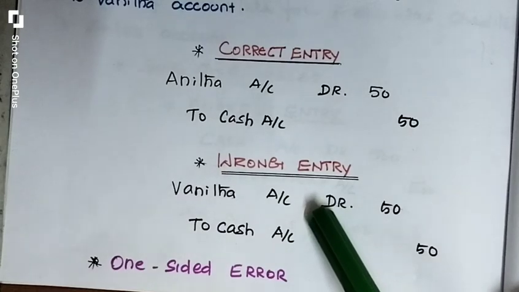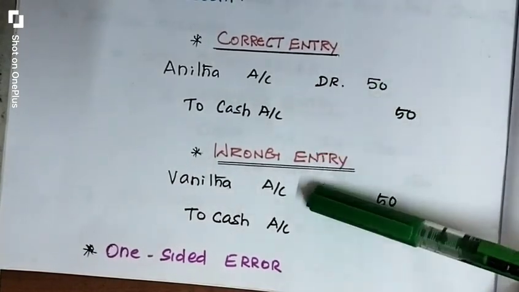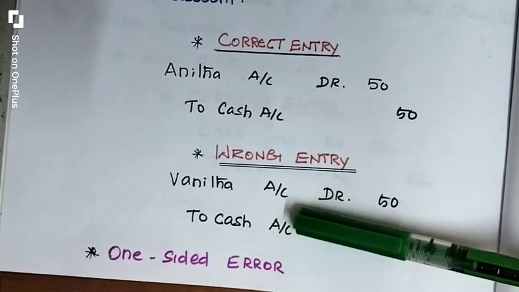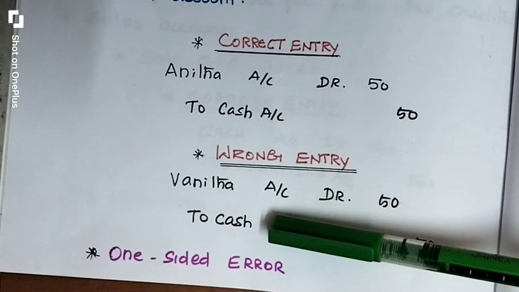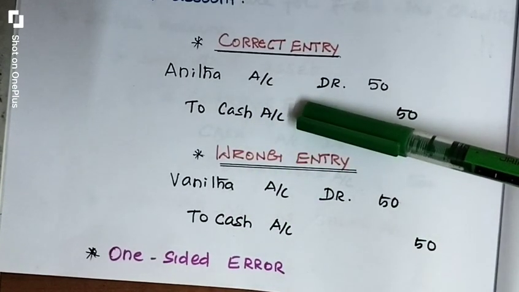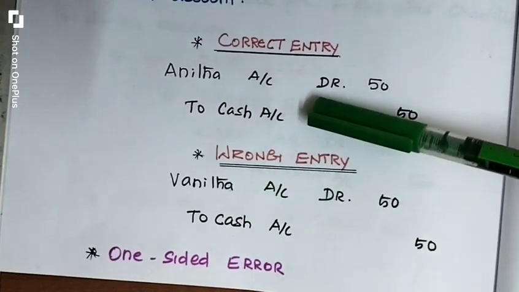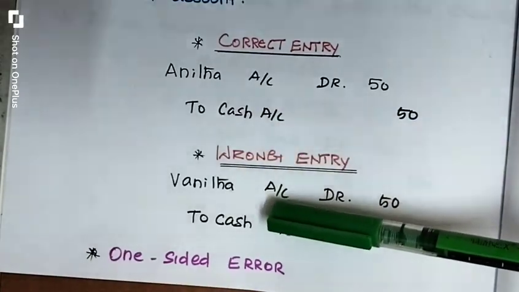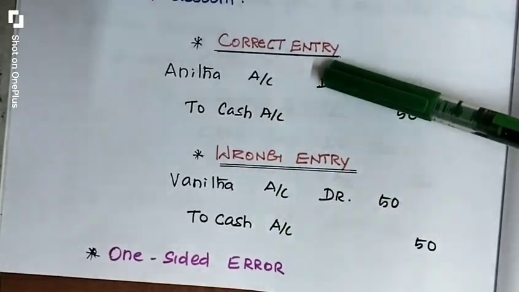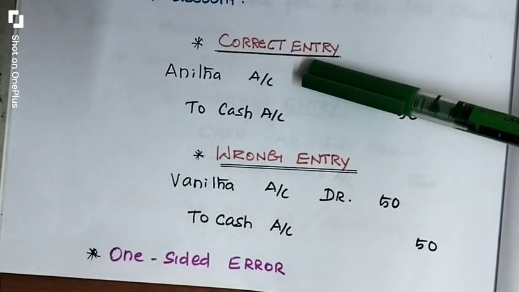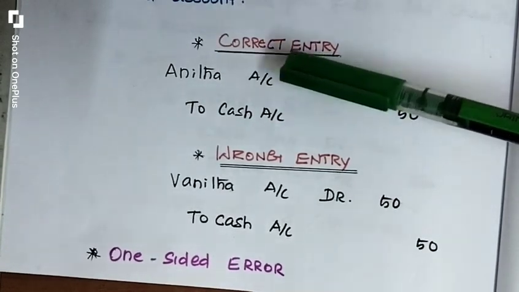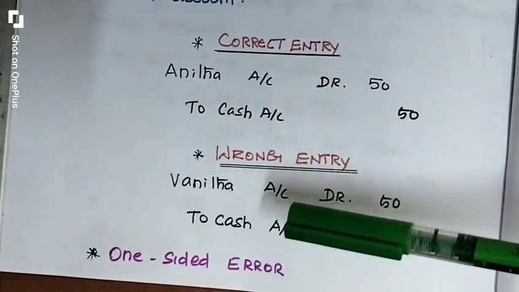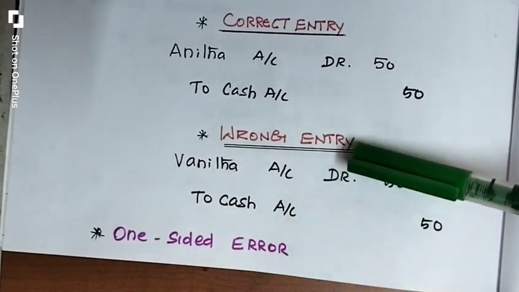Which side do we have the error? We need to compare both the journal entries. Let's take the credit side. On the credit side, in both journal entries, we have the same account, that is cash account. So on the credit side we don't have the error. Let's take the debit side. On the debit side we have different accounts: here Anita account and here Vanita account. So this is a one-sided error. On which side? Debit side.